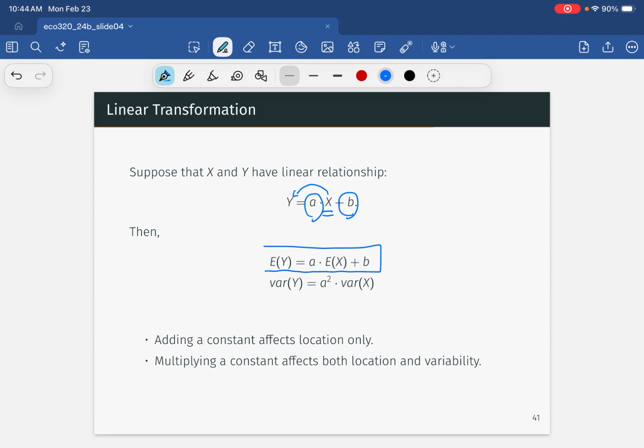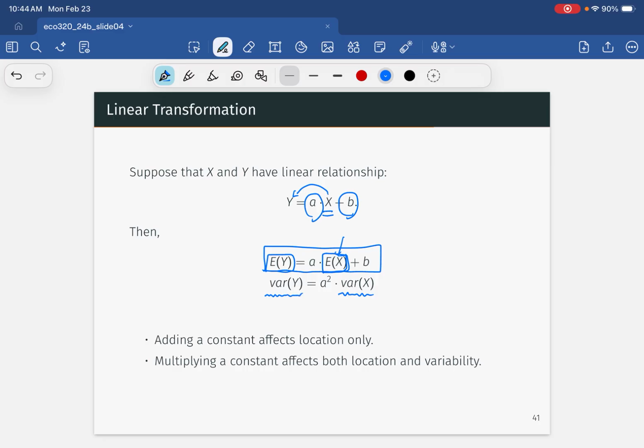So the mean is pretty simple. You just take the same process, then you will get the mean, right? So if you know the original variable's mean, then the new variable's mean is pretty easy to calculate. But when you calculate the variance, suppose you know the variance of the original random variable, but you are interested in the variance of the new random variable.